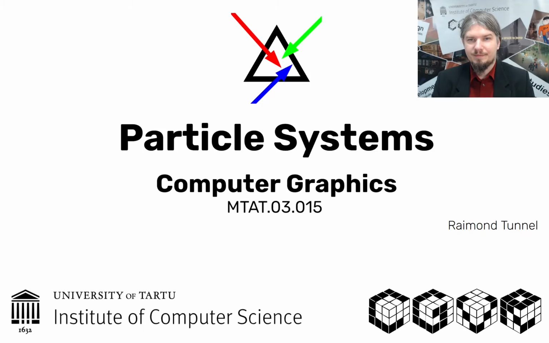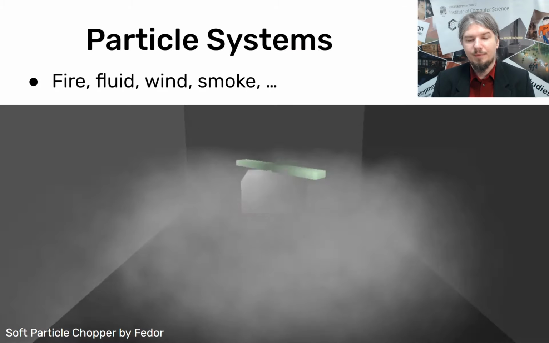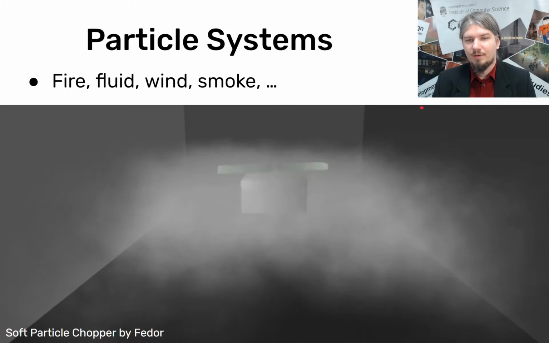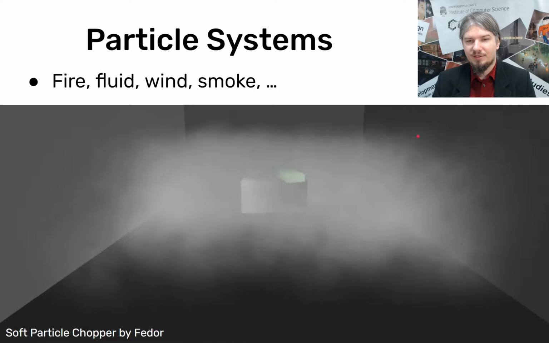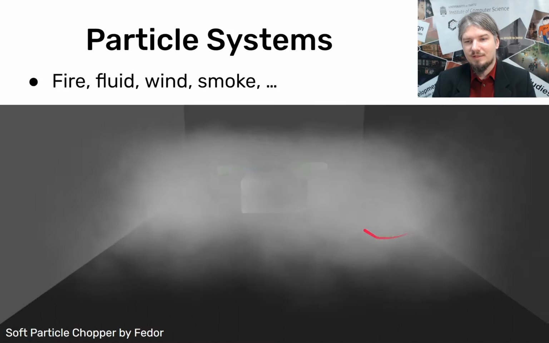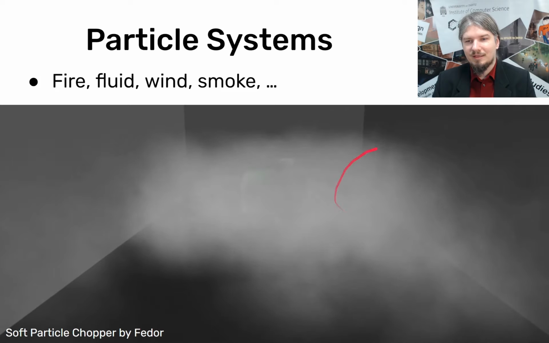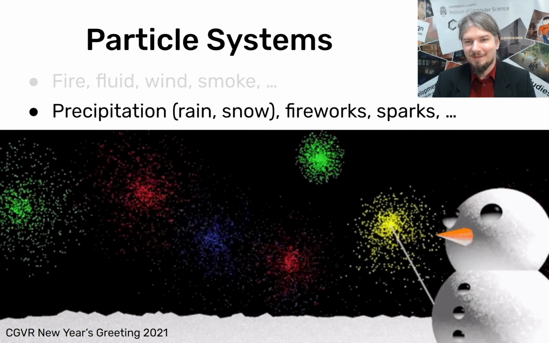Particle systems. Particle systems can be used to create all sorts of different effects in computer graphics. Here's an example of a solution to the soft particle chopper task that you will have in the practice session. You can see this chopper flying up and down, and kind of this smoke or dust is flowing around in the hangar. Here's another example of some fireworks.